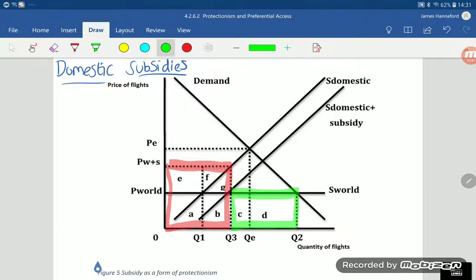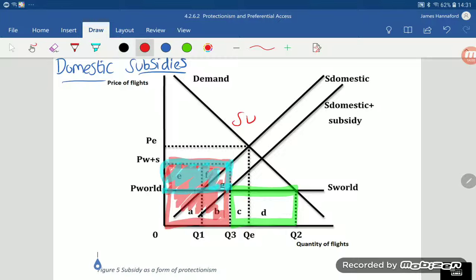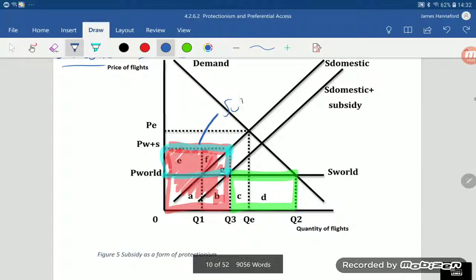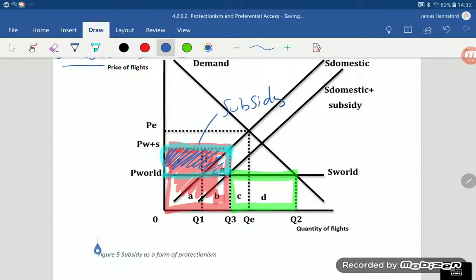So one final point to make here then. We've obviously said that green is the revenue for the foreign firms. Red is the revenue for the domestic firms. But to reiterate, part of that revenue has come from the subsidy provided by the government. So we can see the government subsidy here. The distance between these two lines times by the quantity. So this would actually be the subsidy for the government. So this is the government subsidy provided to the domestic firms.